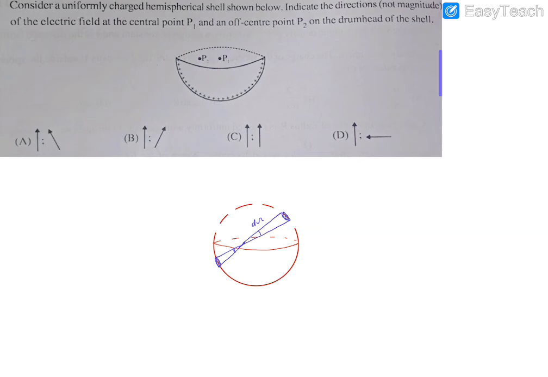Because of the upside portion, the field is going to be in this direction. Let's call it dE dash. E dash is because of the upside. This is because of the downside charged hemispherical shell that we need to find out as well. So that's going to be dE.